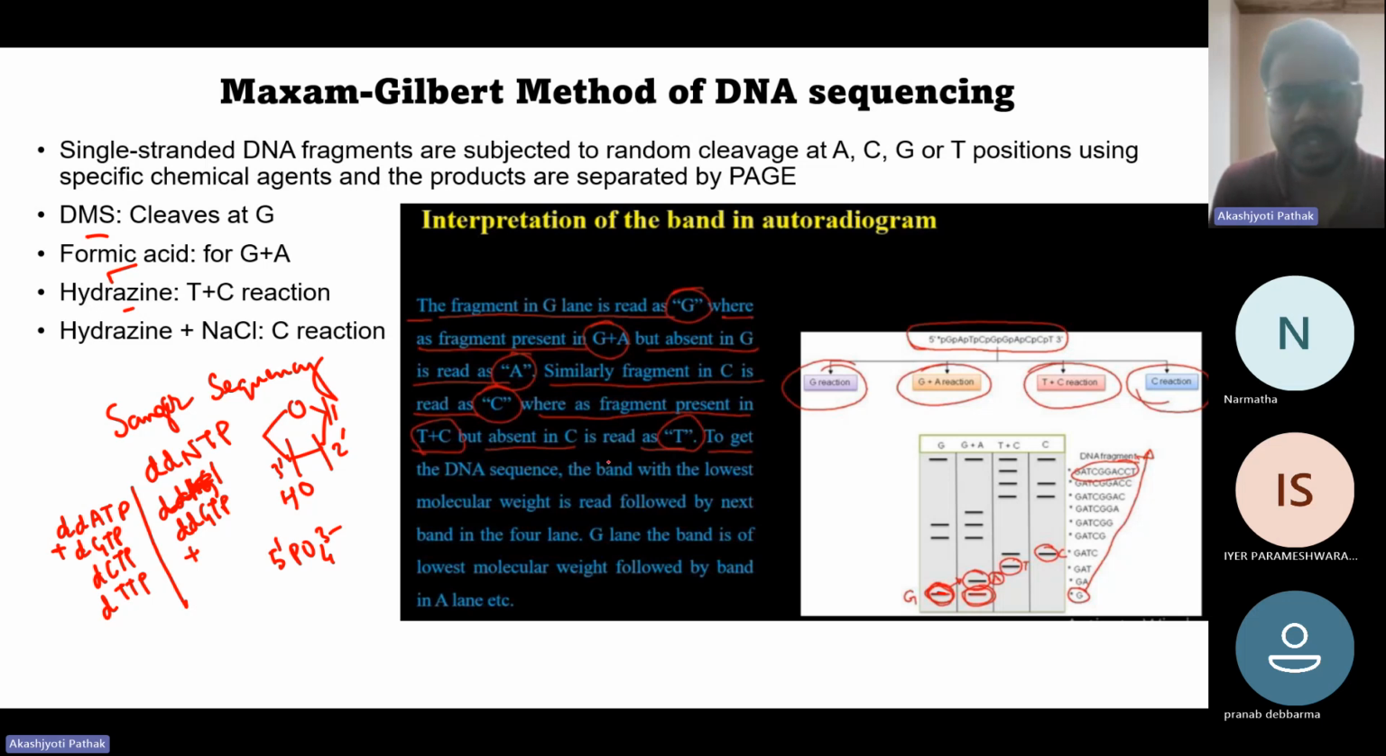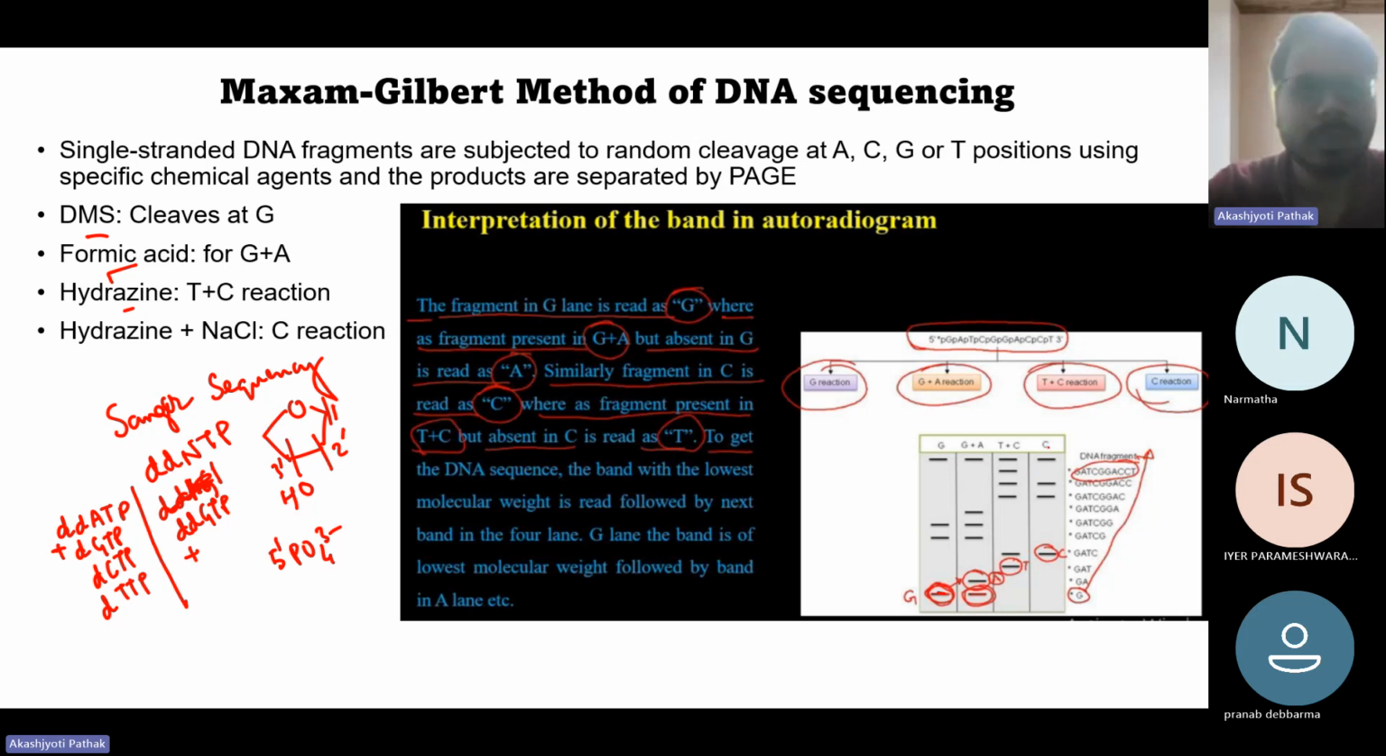So now to get the DNA sequence, you will read it from the lowest band to the highest band. We read it this way because the fragment having the least molecular weight will be present at the bottom, while the one having the highest molecular weight will be present at the top. So you read it from the bottom to the top.